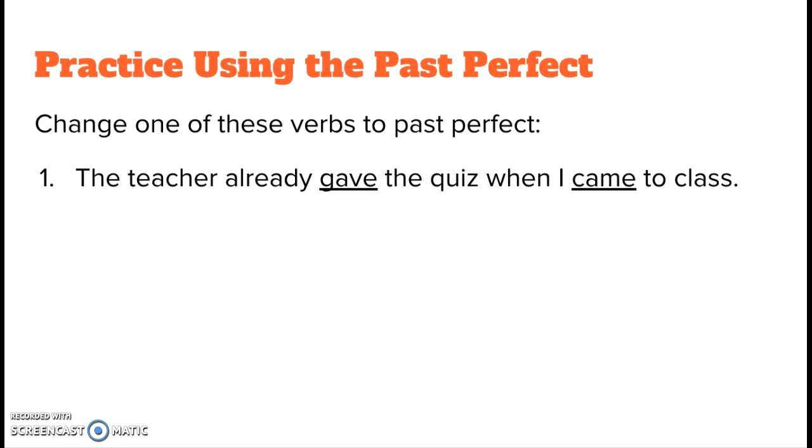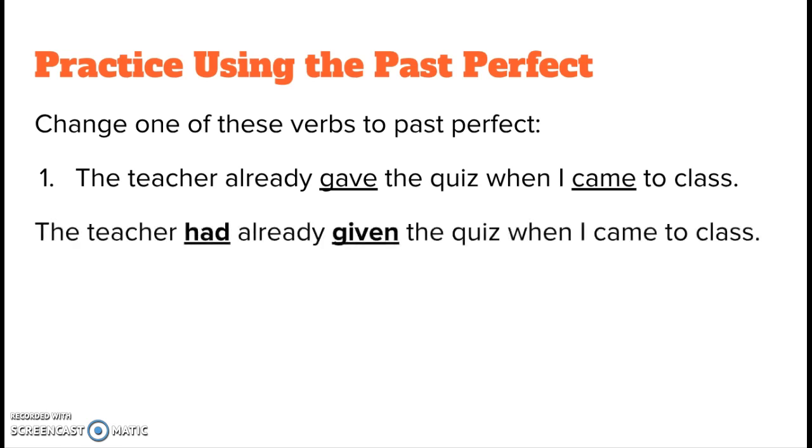Ready for the answer? The teacher had already given. So it's common to put the word already in the middle, but your verb is had given the quiz when I came into class. Giving the quiz is the action that happened first, so you use the past perfect with that one.